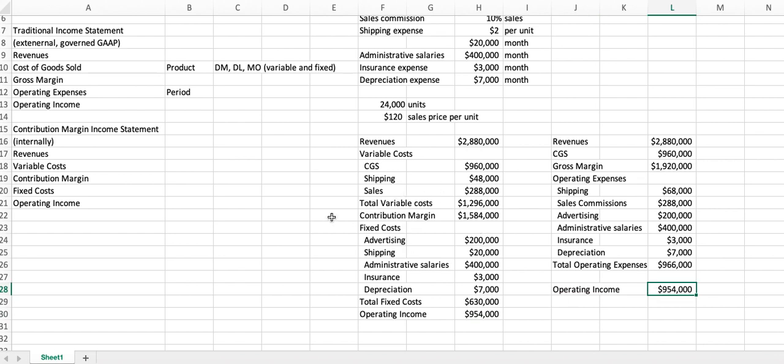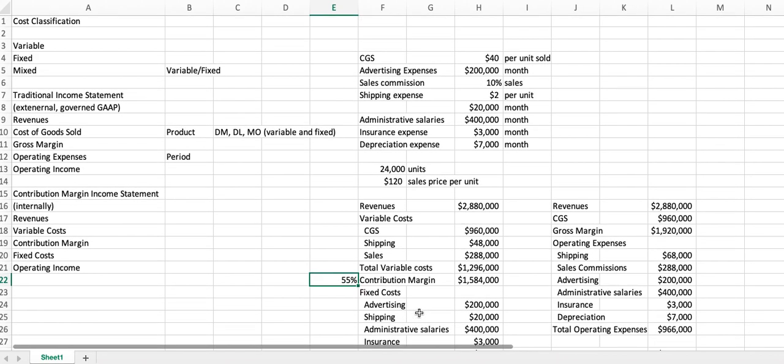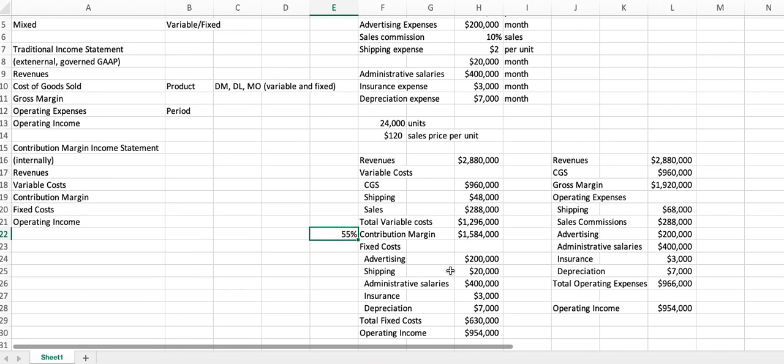Okay, but what this one does is it enables me to calculate my contribution margin. And so my contribution margin divided by my sales tells me that's 55%. So for every dollar of sales I have, 55% of that is going to contribute toward covering fixed cost and operating income. And so this is really why we classify cost in managerial accounting, so we can go back and do this contribution margin income statement.